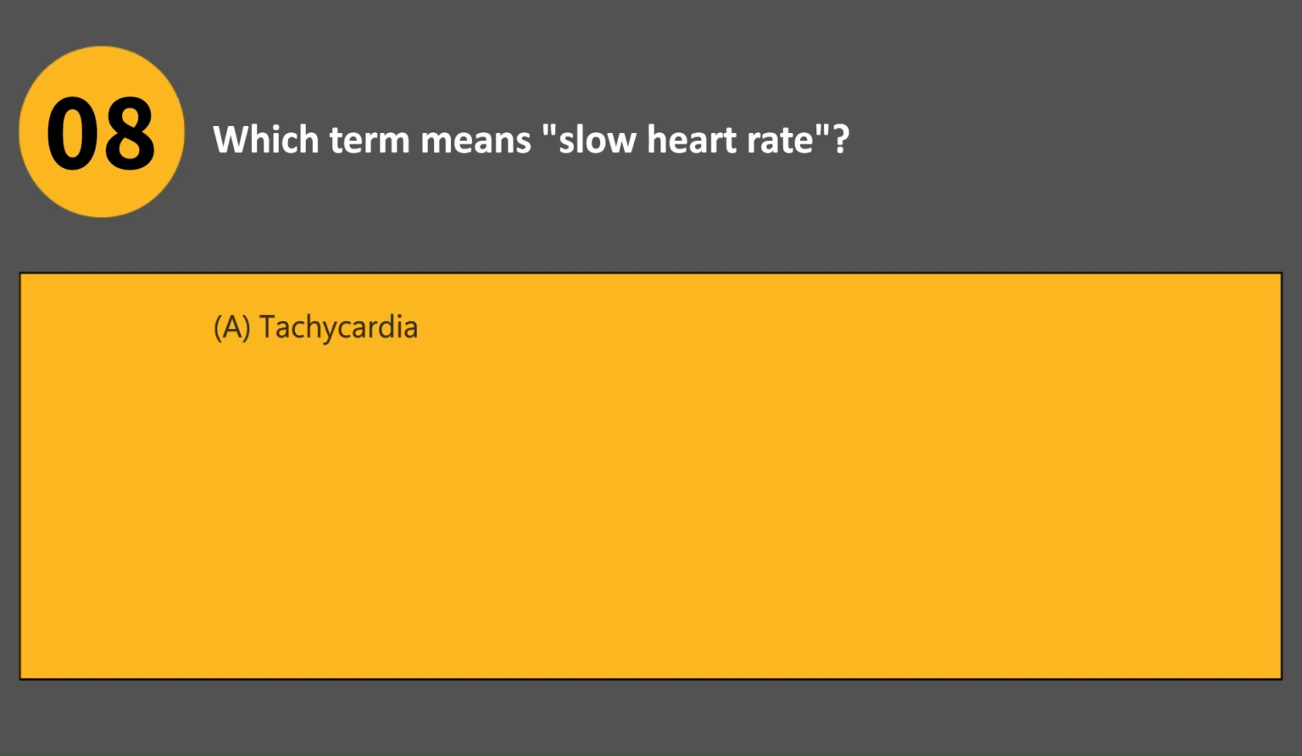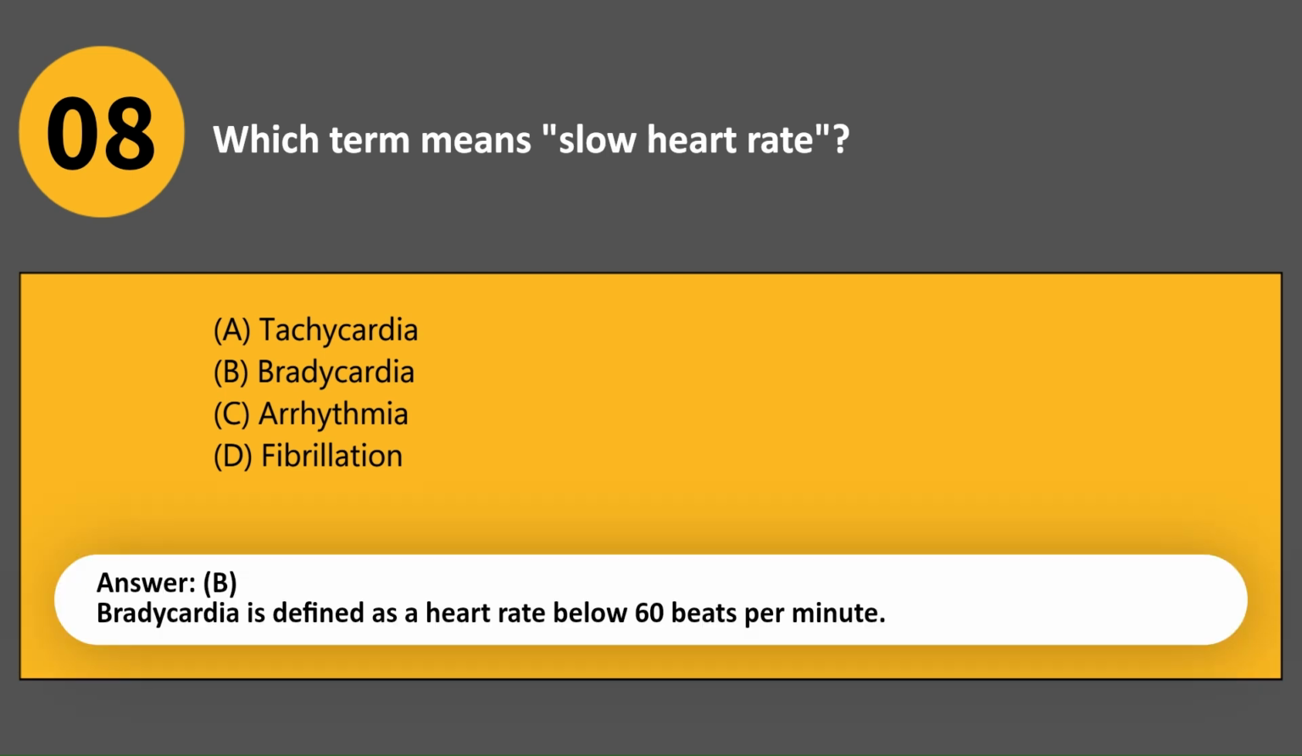Which term means slow heart rate? A. Tachycardia. B. Bradycardia. C. Arrhythmia. D. Fibrillation. Answer, B. Bradycardia is defined as a heart rate below 60 beats per minute.